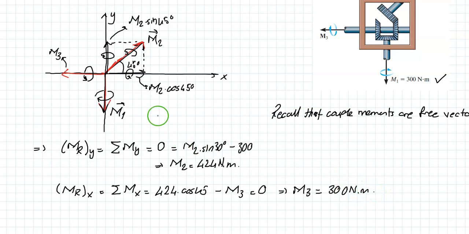Right, so we have found M2 to be 424 Newton meter and M3 to be 300 Newton meter. And this concludes the solution of this problem.